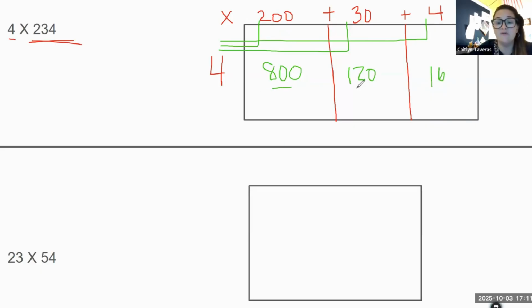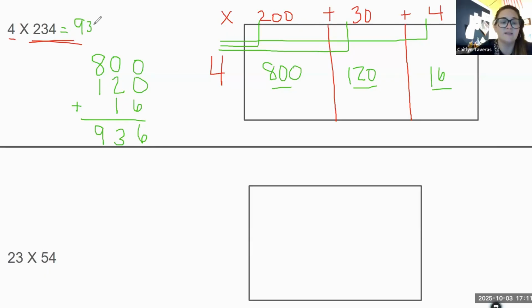We're going to take the individual products that we came up with, which is 800 plus 120 plus 16. This is taking it from expanded form and putting it back into standard form. So 0 plus 0 plus 6 is 6. 0 plus 2 plus 1 is 3. 8 plus 1 is 9. So 4 times 234 is 936.